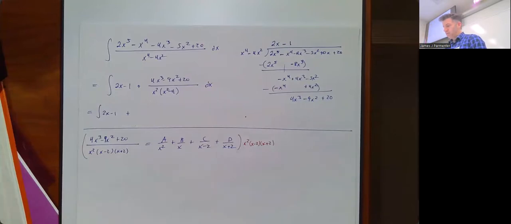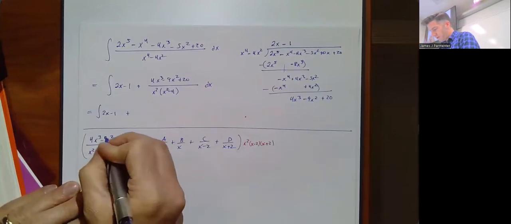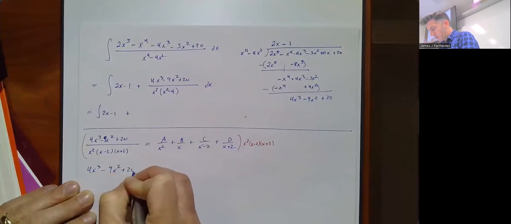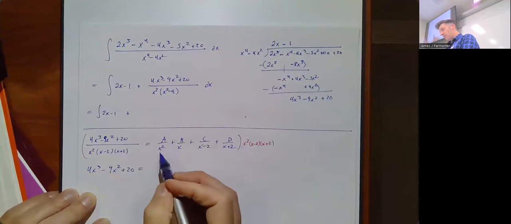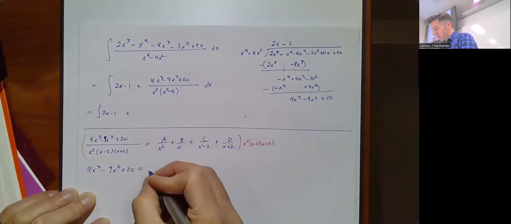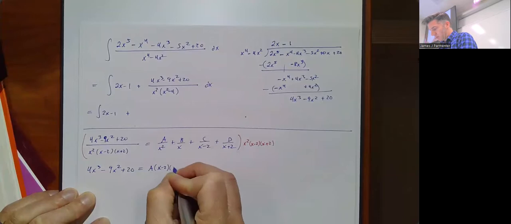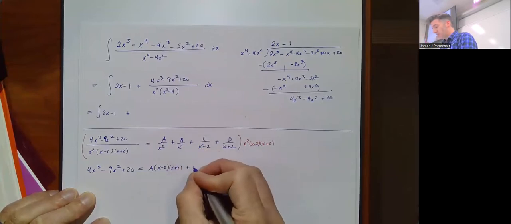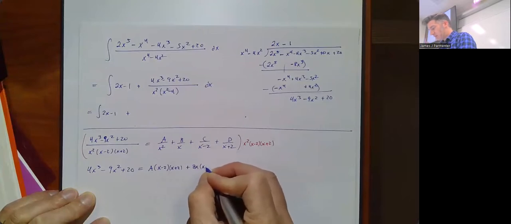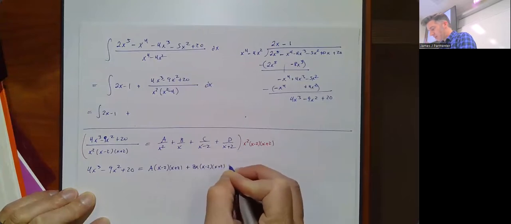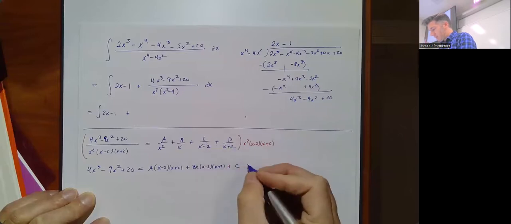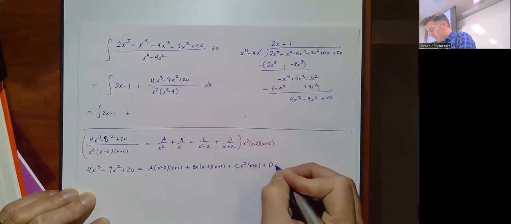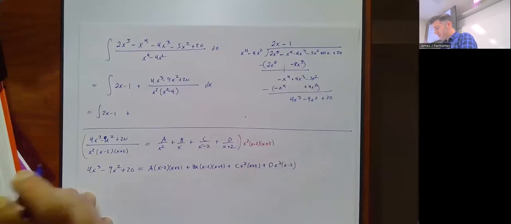So we end up getting this numerator on the left, 4x cubed minus 9x squared plus 20, equal to, when I multiply by this, I'm going to cancel the x squared. So I'm going to get a times x minus 2 times x plus 2. And multiply by the b over x, one of the x's will cancel. So I'll get b times x minus 2 times x plus 2. I'll get c times x squared times x plus 2. And I'll get d times x squared times x minus 2.